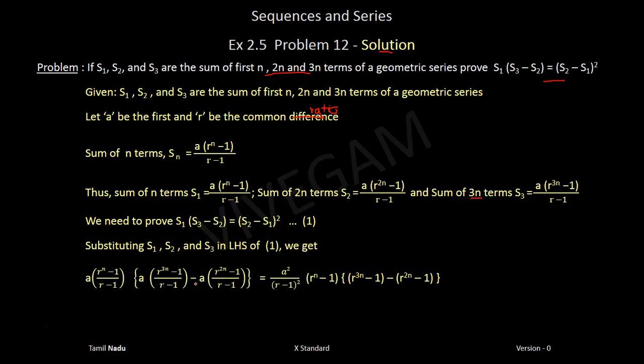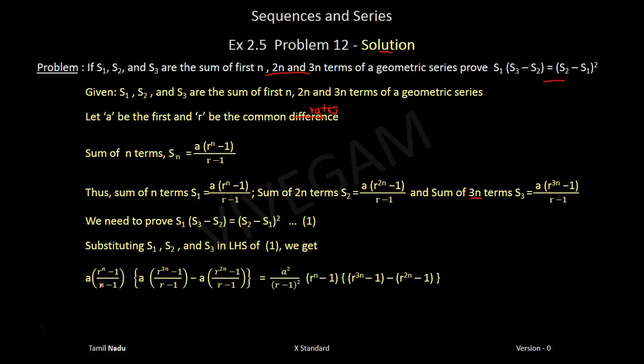Now if you see, A is common and R minus 1 is common, right? So you can take A out. So when you take A out, what will happen? You already have one A. So A into A will become A square. Similarly, you already have one R minus 1. So you are taking one more R minus 1. So it will become R minus 1 the whole square.